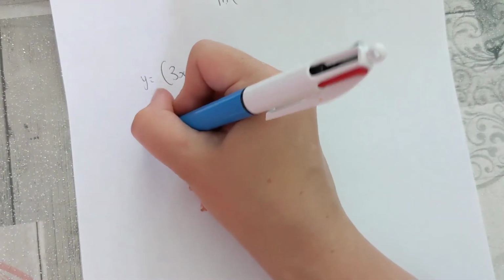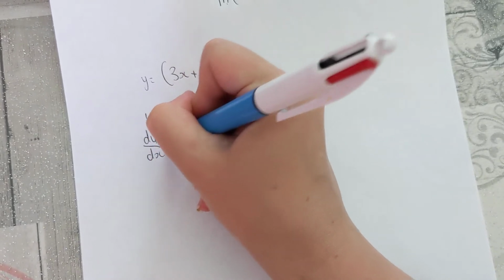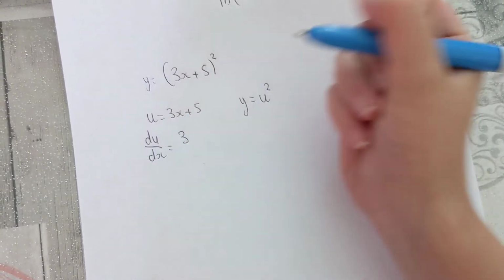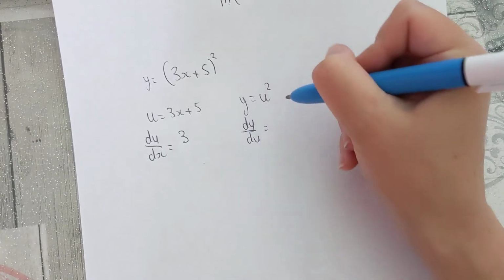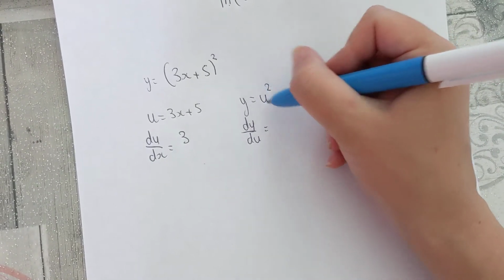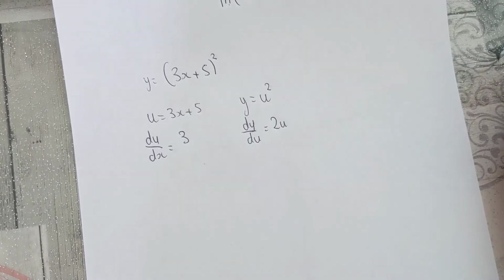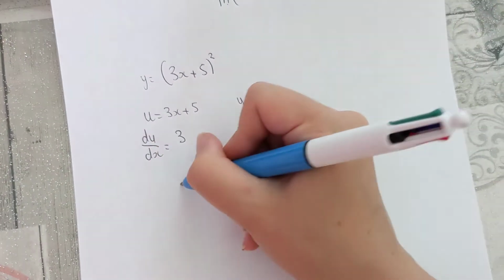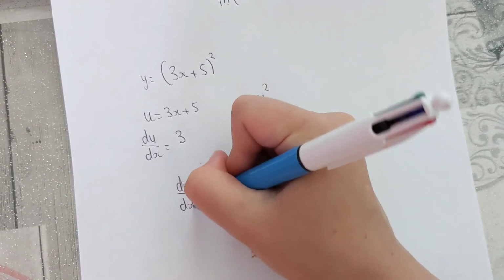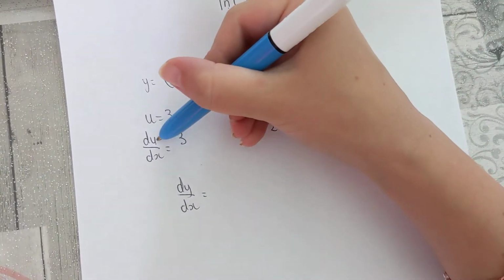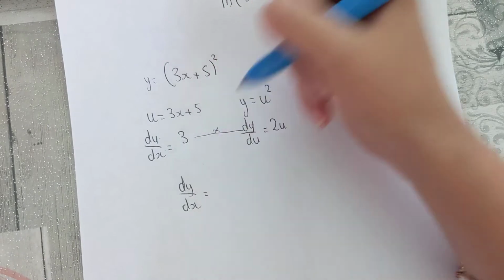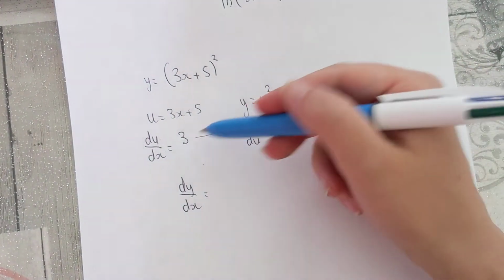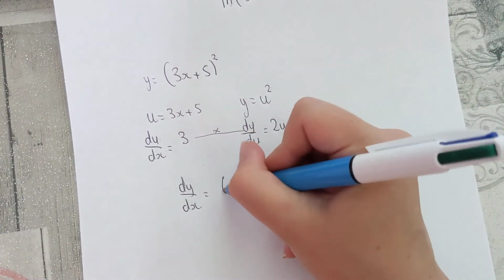So you would differentiate du by dx, so you're going to get 3. And then you differentiate dy by du, and that's all in terms of u. So you just bring the power down and make it 1 less, so that would be 2u. So to get dy by dx, the chain rule is just that you multiply du by dx by dy by du. So basically these bottom two here, just times those together. So 3 times 2u is 6u.